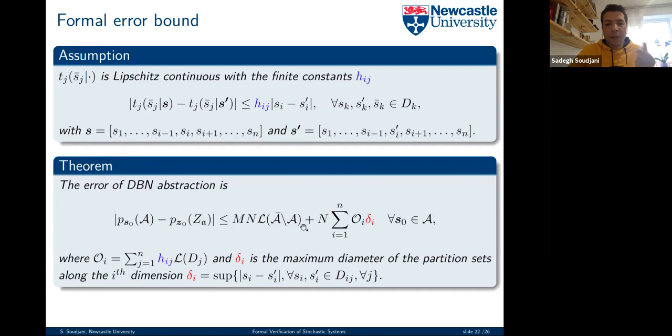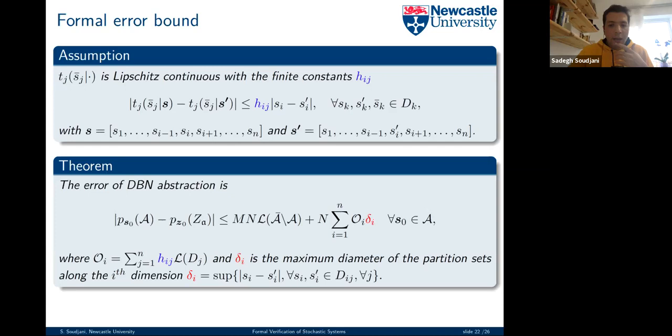As I mentioned before, there are two contributions in the error. One contribution is related to the over approximation of the safe set. So it's proportional to the volume of the over approximation. You see this term is the volume of the difference between the over approximated safe set and the actual safe set. It's also proportional to the horizon of the specification and an upper bound on the density function.